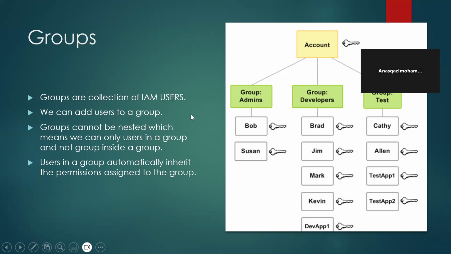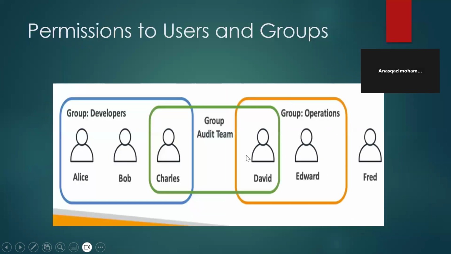So let's see. The most important thing you'll have to understand is we cannot have nested groups. Like you've got a group of admins, and in the group of admins you've got Bob and Susan. You cannot have another group beneath that. So nested groups are not allowed. Users in a group automatically inherit the permissions that are assigned to the group. The group admin is given the permissions of an administrator. So Bob and Susan would automatically inherit the permissions that are assigned to them.